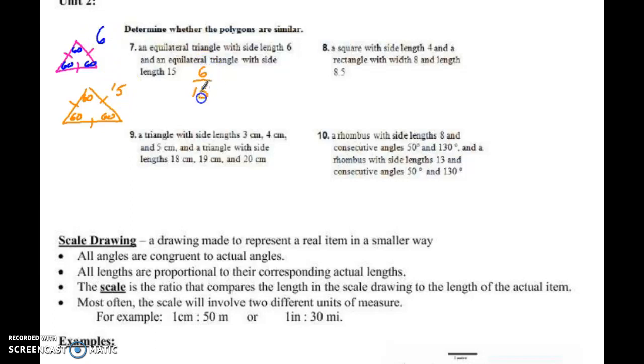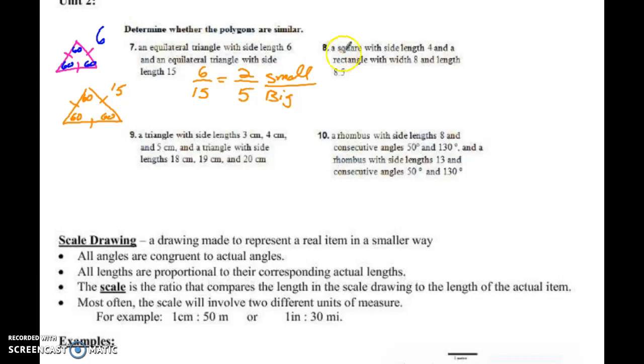6 over 15. When I take out a 3, I'm going to get a 2 to 5 ratio. So small triangle is 2, the scale factor to the big is a 2 to 5 ratio. Great.